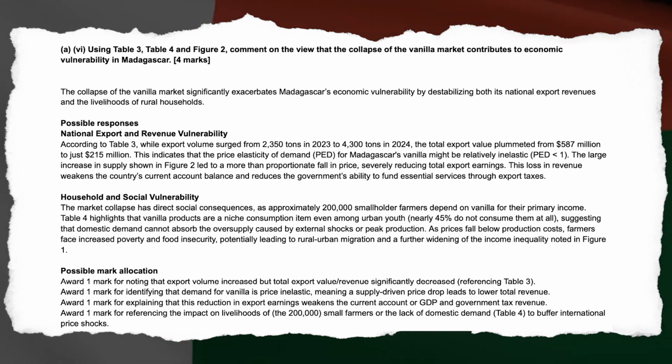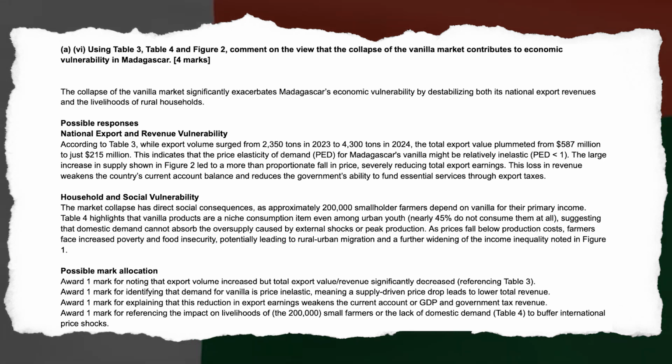The market collapse has direct social consequences, as approximately 200,000 smallholder farmers depend on vanilla for their primary income. Table 4 highlights that vanilla products are a niche consumption item even among urban youth. Nearly 45% do not consume them at all, suggesting that domestic demand cannot absorb the oversupply caused by external shocks or peak production. As prices fall below production costs, farmers face increased poverty and food insecurity, potentially leading to rural-urban migration and a further widening of the income inequality noted in Figure 1.